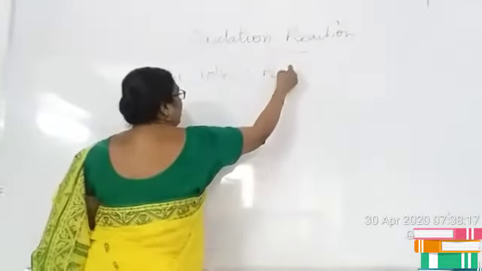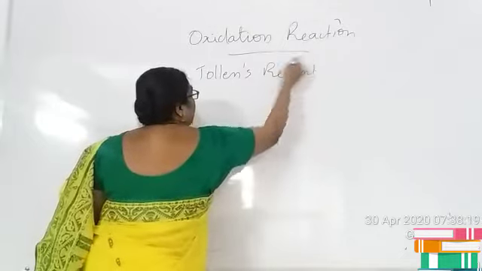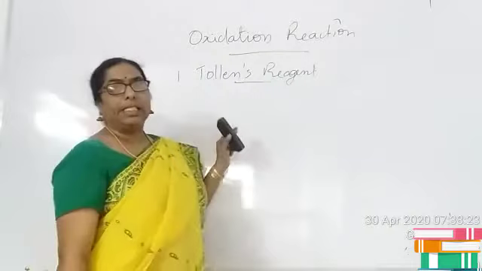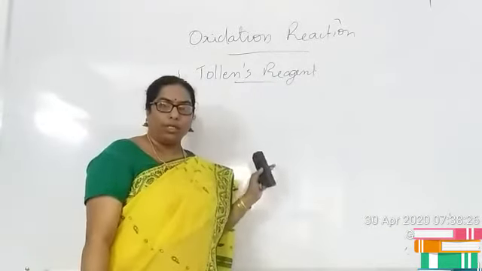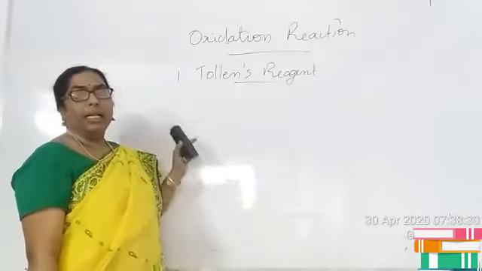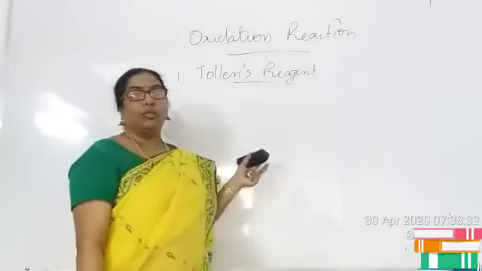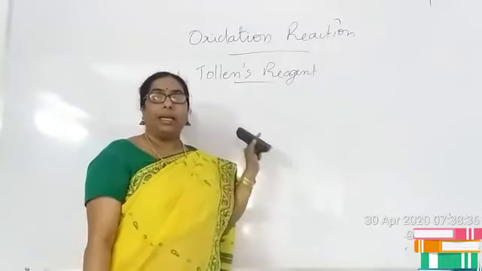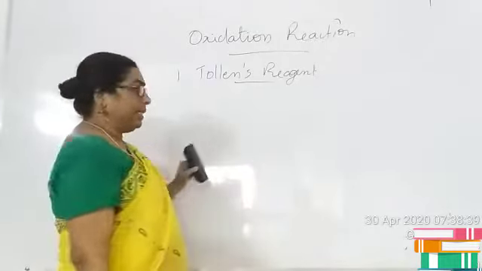Do you know what Tollens reagent is? Tollens reagent is ammoniacal silver nitrate. That means when you add silver nitrate to ammonium hydroxide, the blackish precipitate of silver oxide which is formed there will get dissolved in excess of ammonium hydroxide. So this ammoniacal silver nitrate is termed as Tollens reagent.